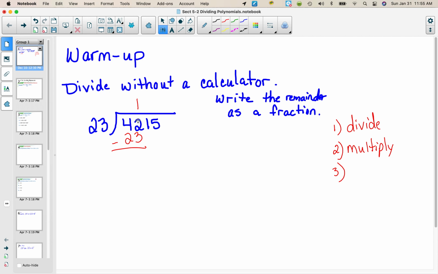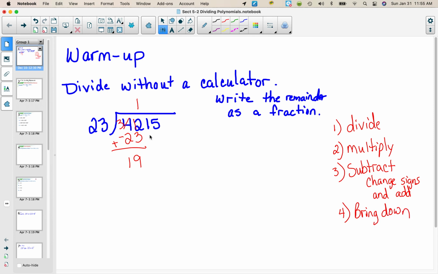And then the third thing we did was subtract. But I'm going to say, instead of subtracting, we're going to change signs and add. So I'm going to change it to adding the opposite. So when I do that, I get 19. And then we bring down. So I would bring down the 1. And then we go back up and we cycle through this again.